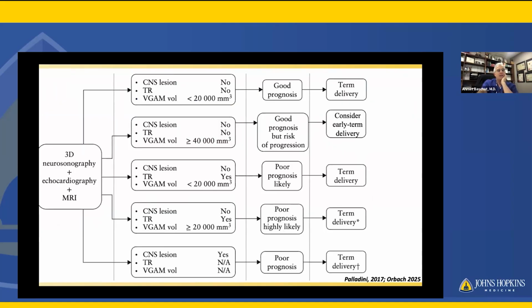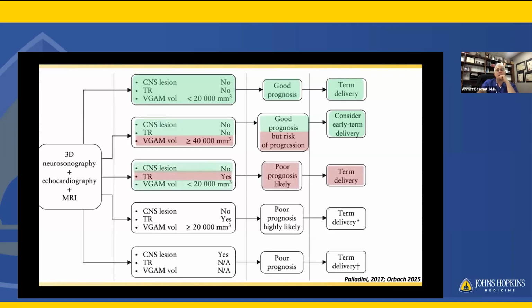So from a prenatal perspective, the risk stratification that we use is we use ultrasound, fetal echo, and MRI. And babies that have no brain abnormalities and a small lesion overall have a good prognosis and can have term delivery. Once you get an increased volume in the vein of Galen, then you are still at good prognosis, but you are at risk for progression of either cardiovascular or brain abnormalities prenatally. And you might consider an earlier delivery for postnatal shunting.